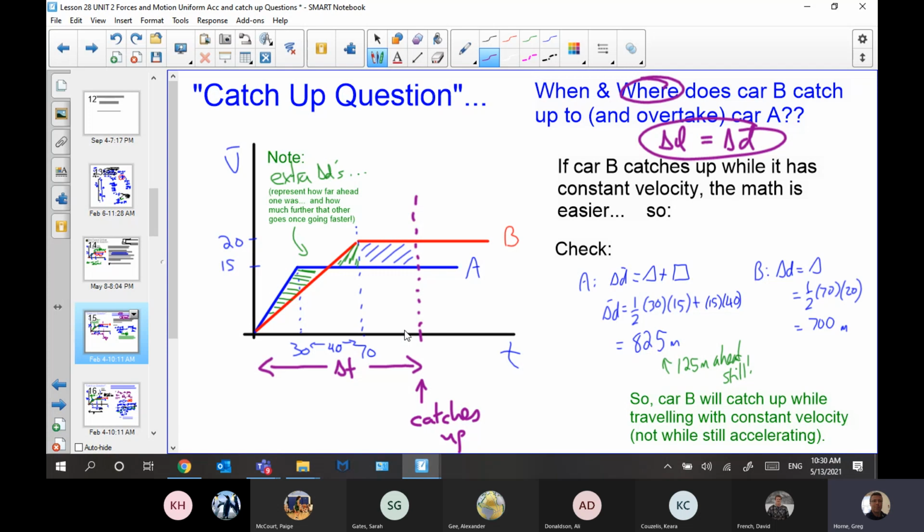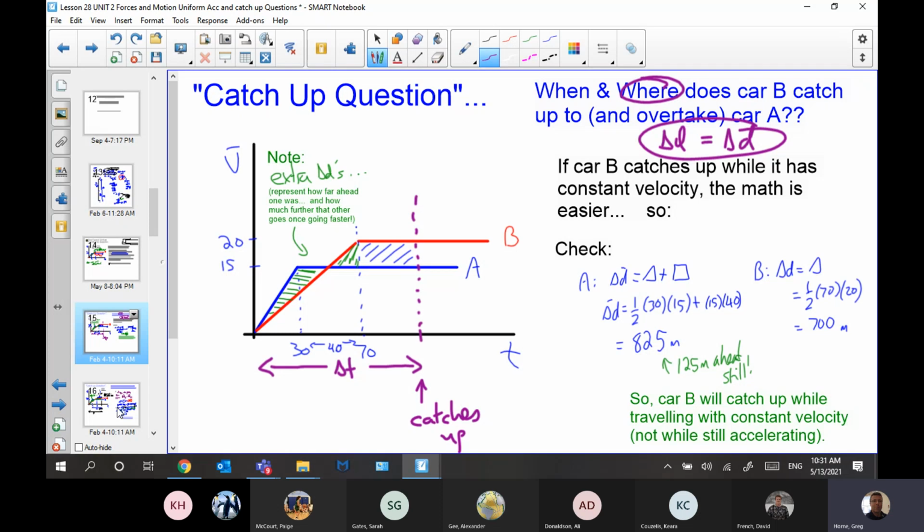This question, if it was written in words, would have been: car A accelerates at a rate of, and they might give the value, or they might say increases velocity to 15 meters per second uniformly over a 30-second time interval, and then maintains the 15 meter per second velocity. Car B starts from rest, increases velocity to 20 in 70 seconds, and then maintains the 20. You can picture the wording of this as well, and you need to be able to interpret the wording. Any questions so far?